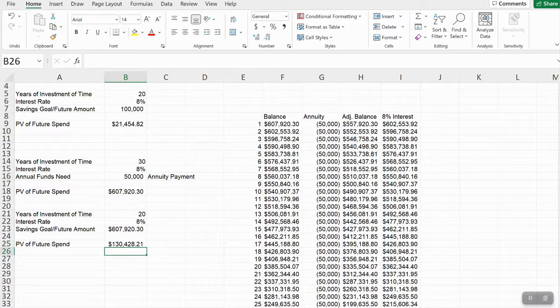This is telling me that I'm going to retire in 20 years. If I put away 130,428 today, and that grows at 8% over the next 20 years, that will give me 607,000 by the time I'm ready to retire. And that will afford me a life where I could spend 50,000 a year for 30 years and spend all of my money, but not run short of money if I make it that entire time.